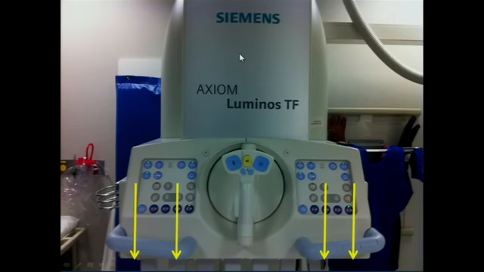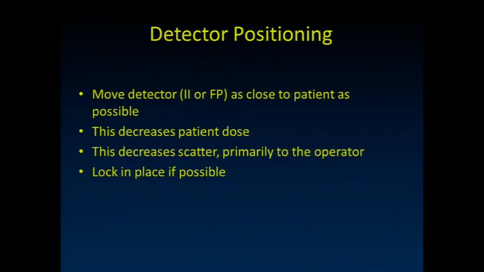We want to get it as close as possible to the patient. Remember the R-squared effects. If we get it as close as possible to the patient, the spread of the radiation will be less, and we can actually get by with a little bit less exposure. Not to mention the fact that getting it close to the patient means that more of the radiation is striking the II instead of potentially striking you as the operator. So it's better in terms of dose there as well. So get that as close as possible. Certainly you don't want to hit the patient with it, but it decreases dose, as I mentioned, and decreases scatter, primarily to you.